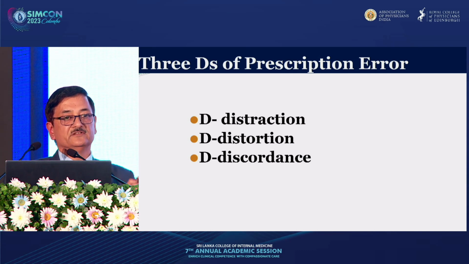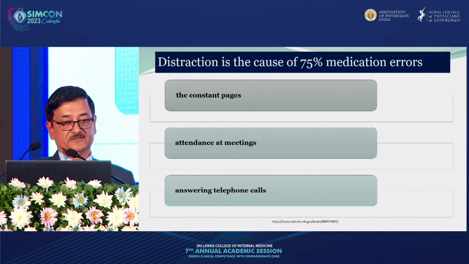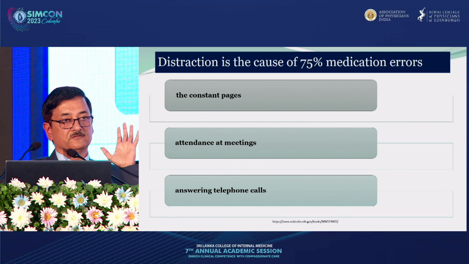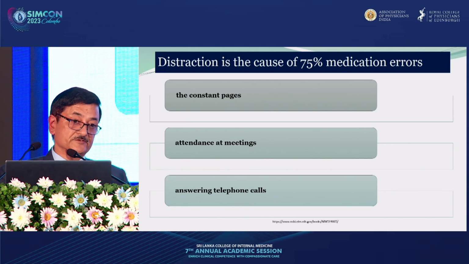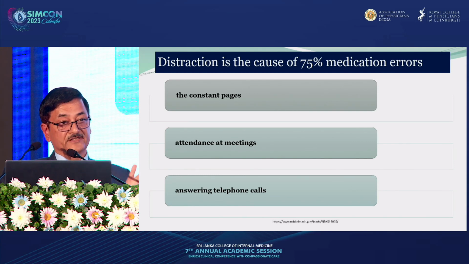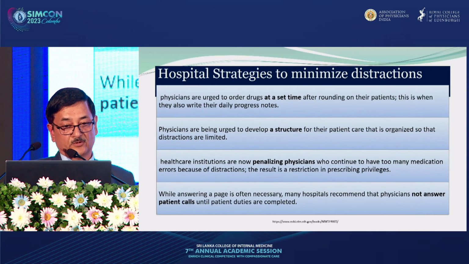So I define it with 3 Ds, that is distraction, distortion, and discordance. So these are the 3 things. So distraction is very, very common in this modern world when we are flooded with social media and all those things. Constant pages are coming from different departments, attendance at meetings, physicians doing administrative jobs, answering telephone calls, and the social media is active throughout. So all these things are very important.